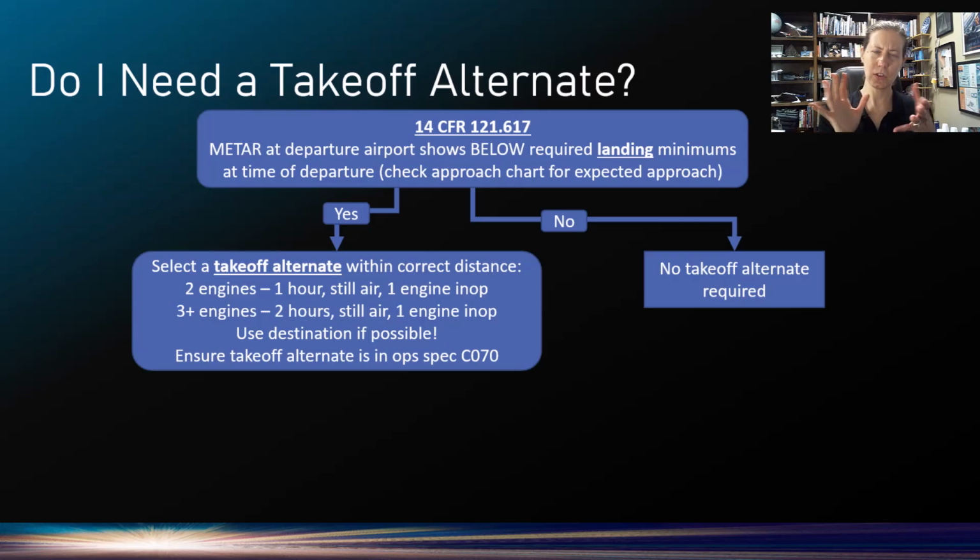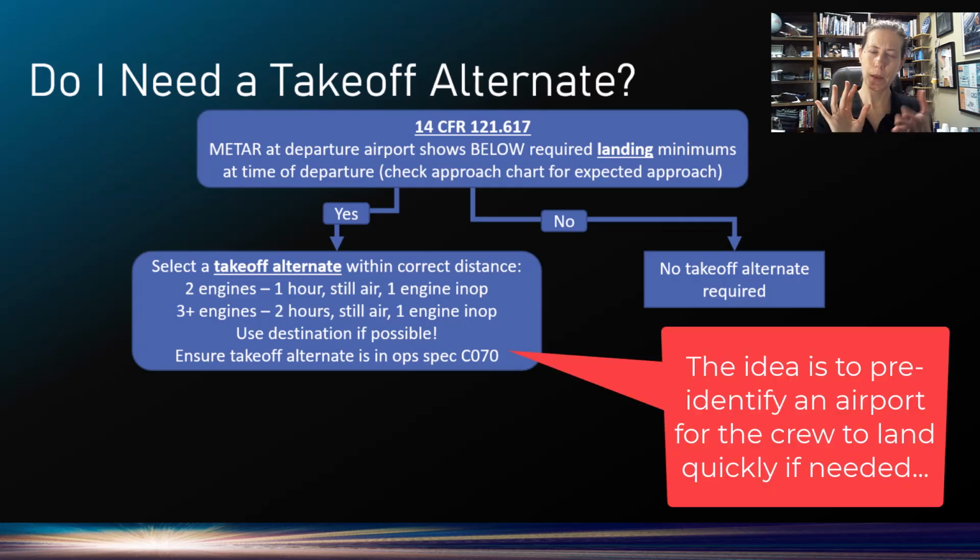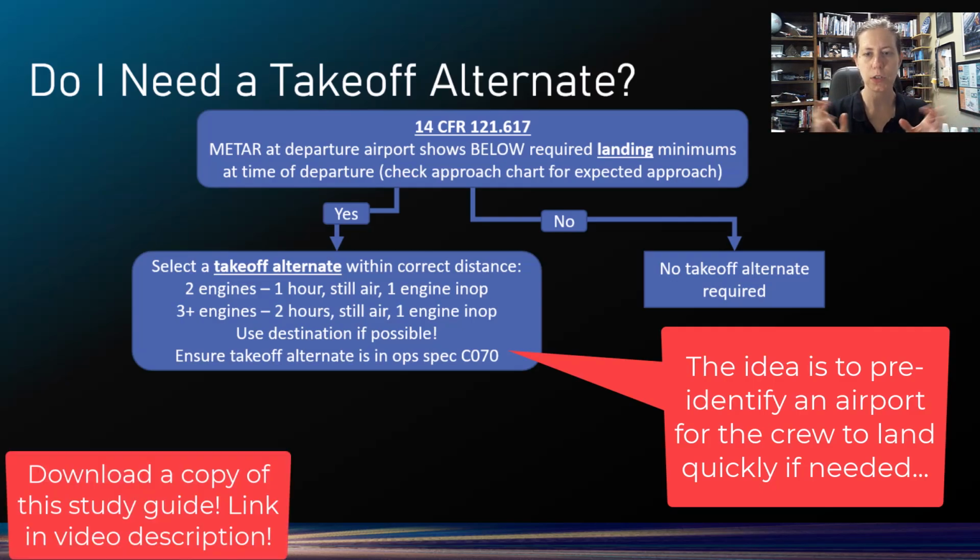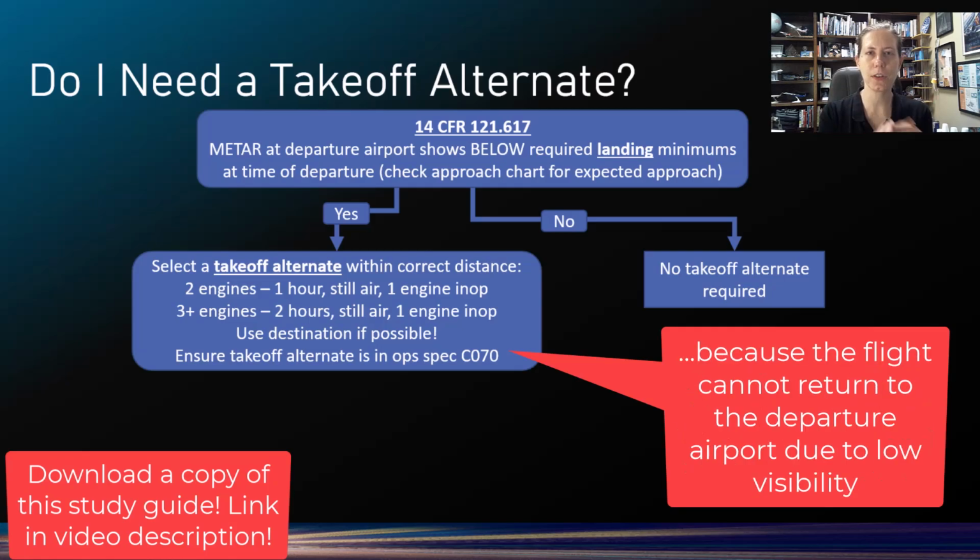And this is essentially somewhere we could go if we had a problem on departure. For a two-engine aircraft, which is the vast majority of aircraft in use today, not all, but most, I need to find something within an hour flying time in still air with one engine inoperative, where I could have the flight crew go if they had an emergency after takeoff, or maybe not even an emergency, but if they had something weird happen after takeoff.